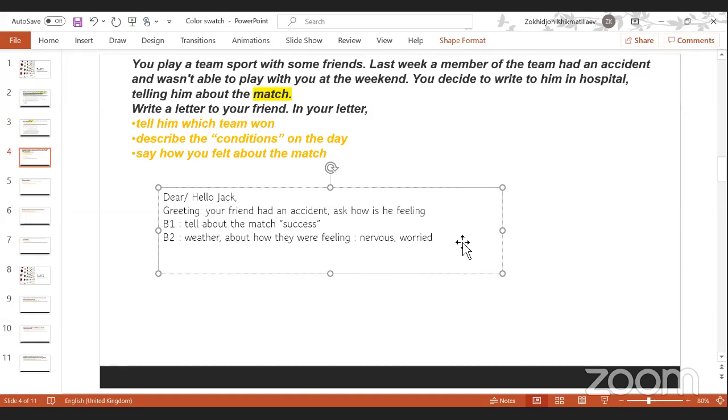And you should here connect it with the fact that they were worried not because of the match, but because he wasn't there, because he had an accident that day. So connect with the friend. Mhm.